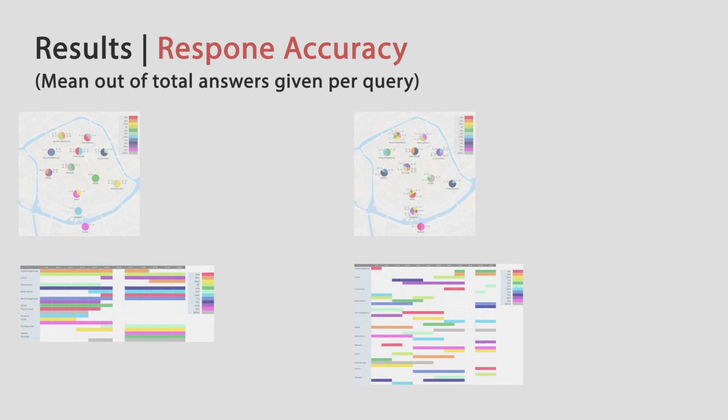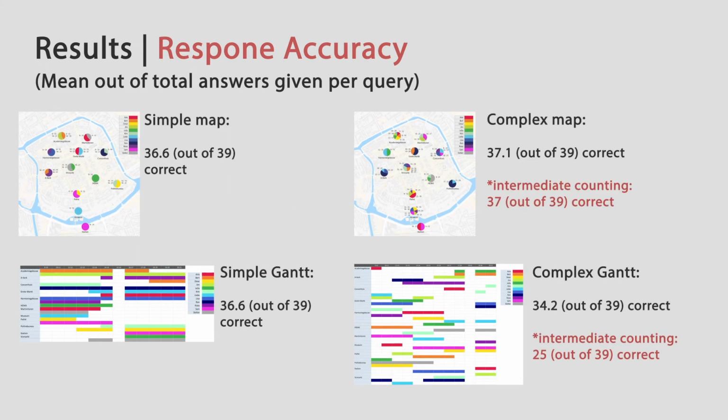The results show that all in all there are no clear differences between the map and the Gantt. A clear influence of the complexity of information visualized is only apparent in the performance of the intermediate reading level task involving counting with a Gantt-based adaptation.